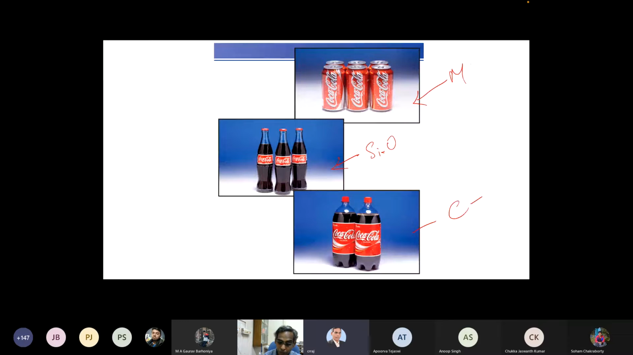Here you have a metallic bond. Here you have silica, and here you have a purely organic material. So what is unique is that you have three containers: one is a metal can, another is a glass bottle, and another is a plastic bottle. One common thing that holds them together is the bonding.